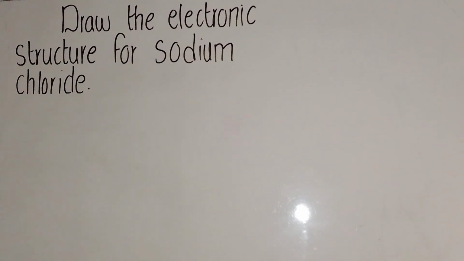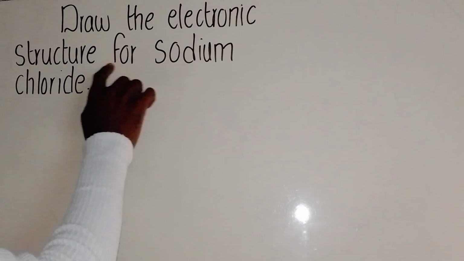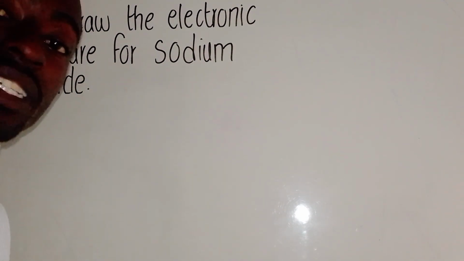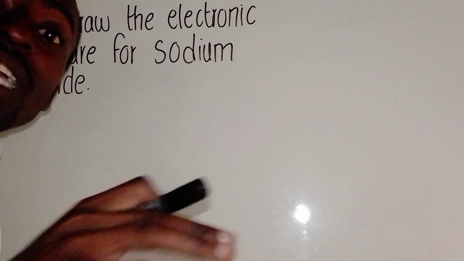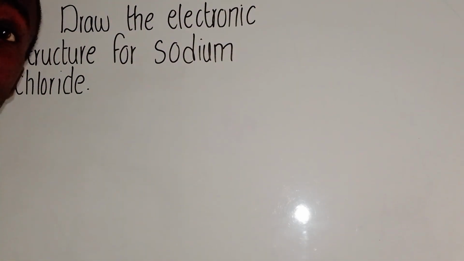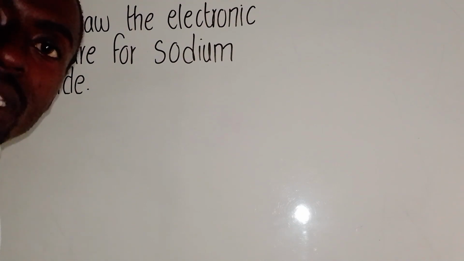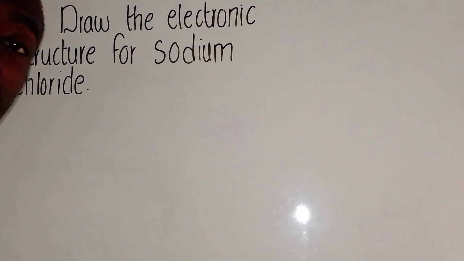Okay, so we have a chemistry question that says draw the electronic structure for sodium chloride. You need to understand that when they say electronic structure, these are structures showing the distribution of electrons in their shells. Here we are talking about what we call ionic bonding. Ionic bonding is just bonding between a metal and a non-metal. In simple terms, it involves the transfer of electrons.